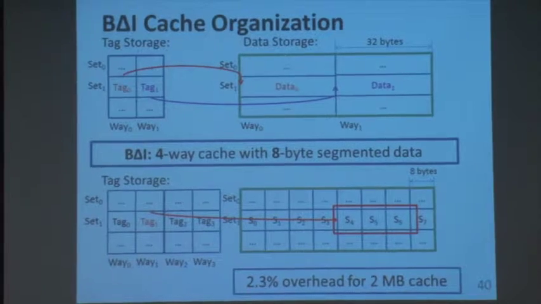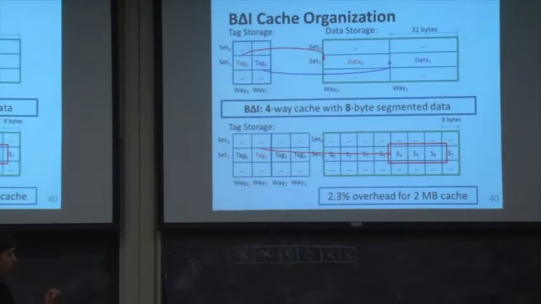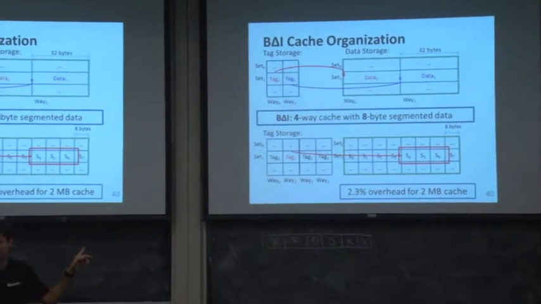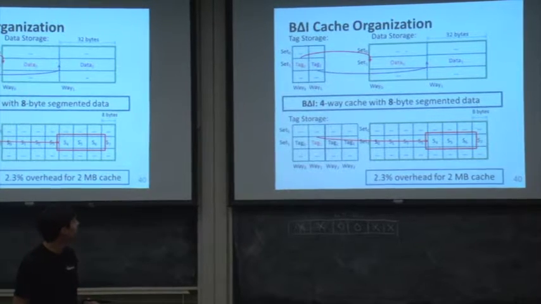We take one of the online available tools to estimate the complexity, and we find that the overhead of having something like this in the cache is 2.3%. So it is acceptable.